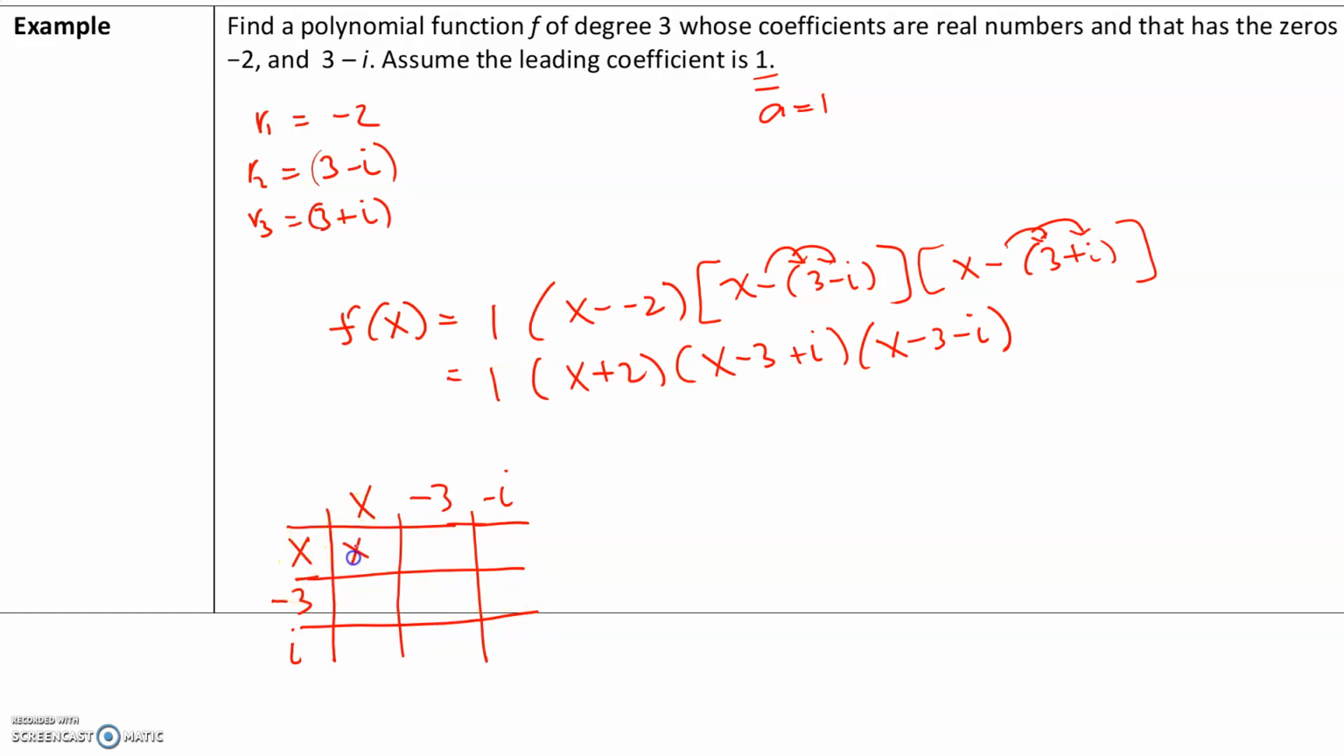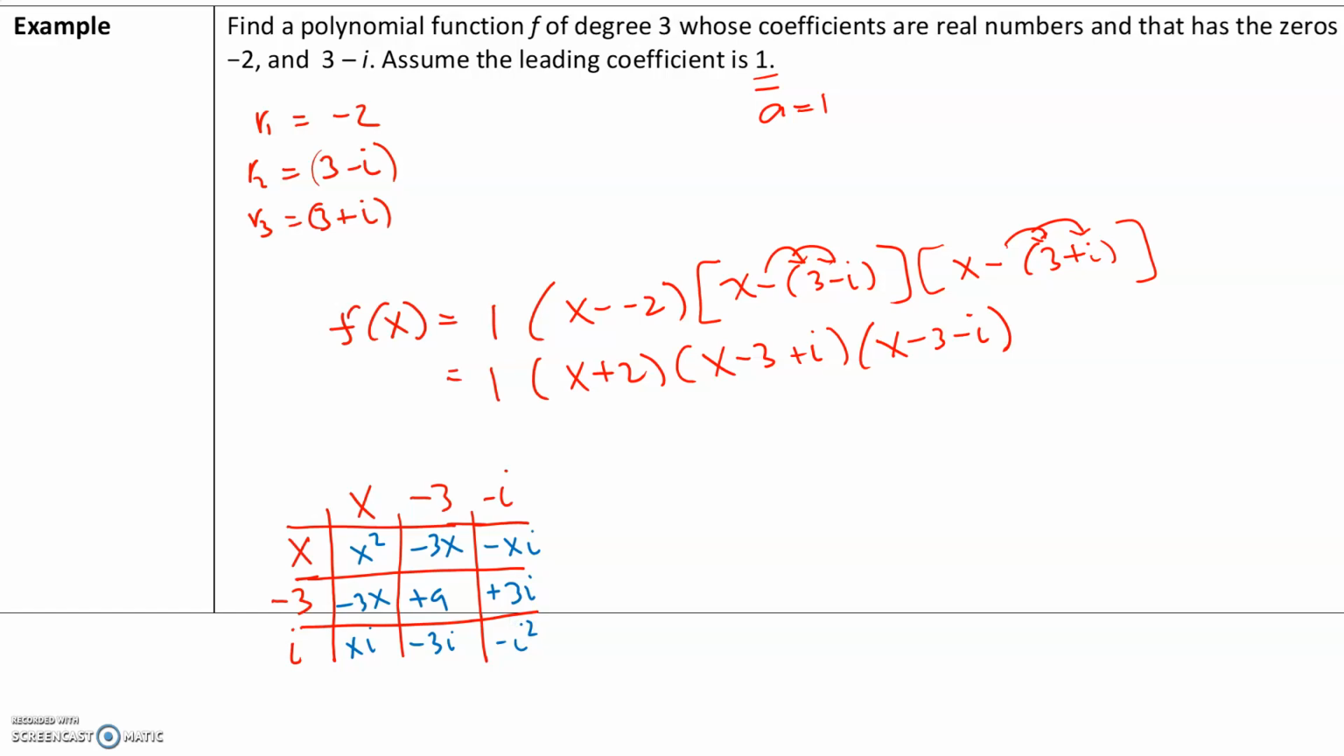So x times x is x squared. Let me do this in a different color. Now when I multiply, I have x times x is x squared, x times negative 3 is negative 3x, and x times negative i is negative xi. Here I have negative 3 times x, that's negative 3x. Negative 3 times negative 3 is positive 9, and negative 3 times i is positive 3i. I have i times x, which is xi, i times negative 3, which is negative 3i, and i times negative i, that's negative i squared.